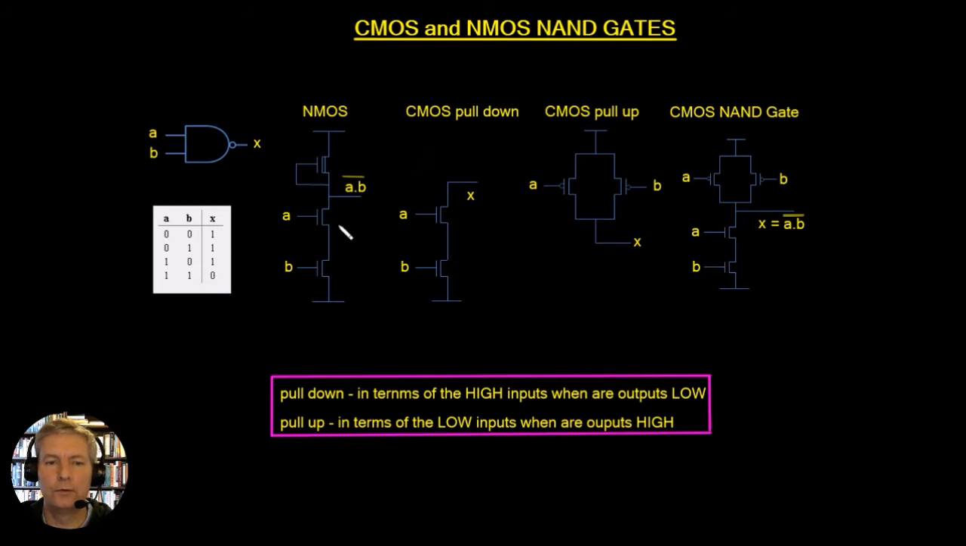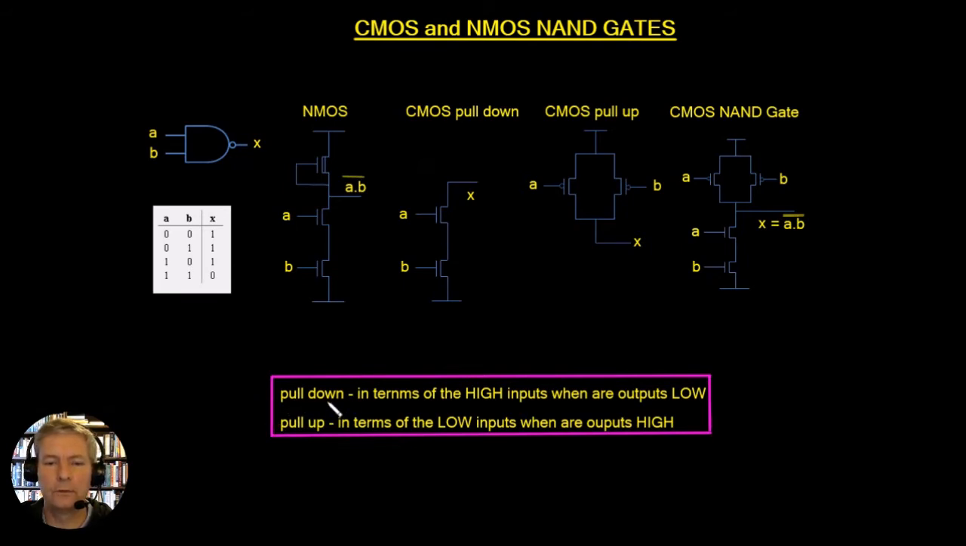The output is going to go low in this instance whenever both inputs are high. So what we want to know is, how do we get a path from the output to the ground? We get a path from the output to the ground in this instance whenever A and B are high. So when we looked at the NMOS gate, we were looking at a pull-down network, and we were looking at the values of the inputs that gave a low output. And we've written that down here.